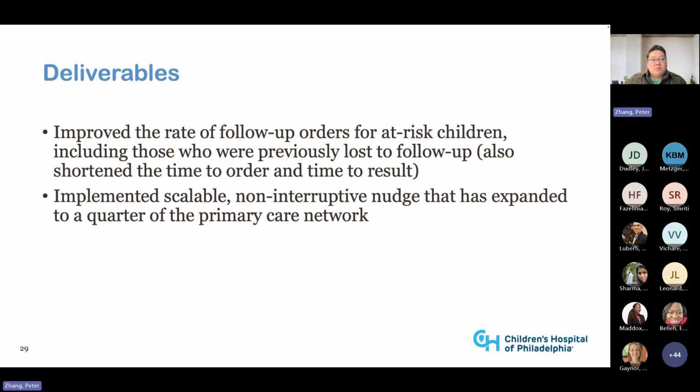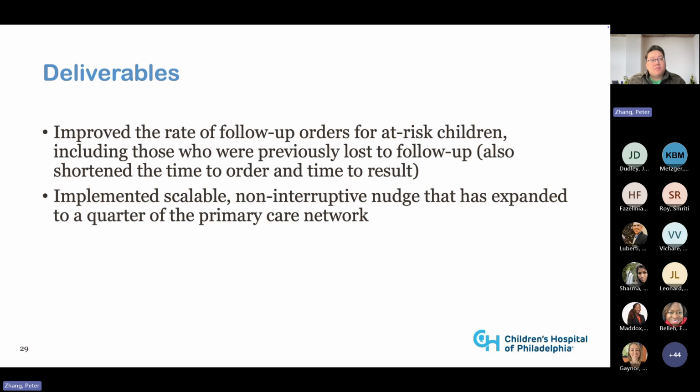So in the end, we were able to improve the rate of orders placed for these patients, as well as shorten the time to a follow-up result. Additionally, this nudge was designed in a way that it can be easily scaled. So we have 8 clinics currently, and we're hoping to expand to the entire network at some point.